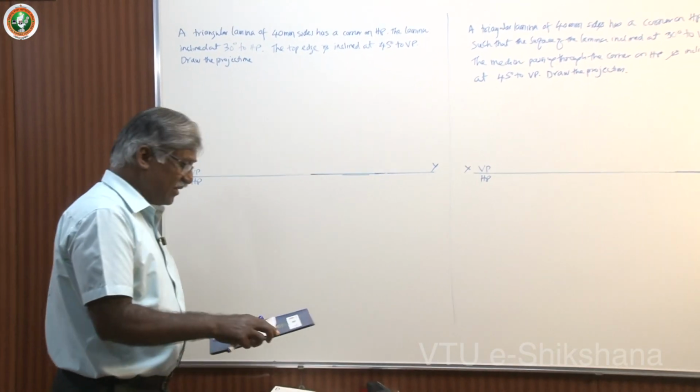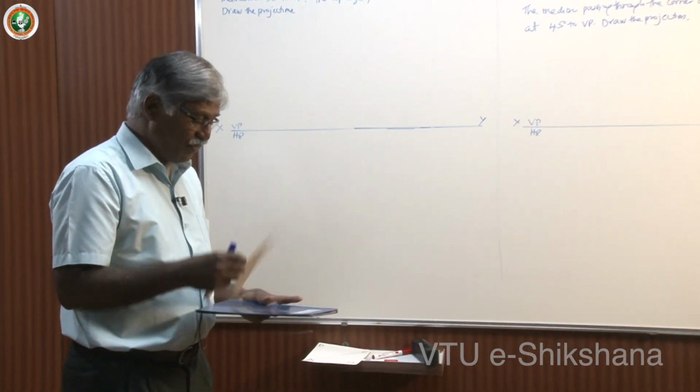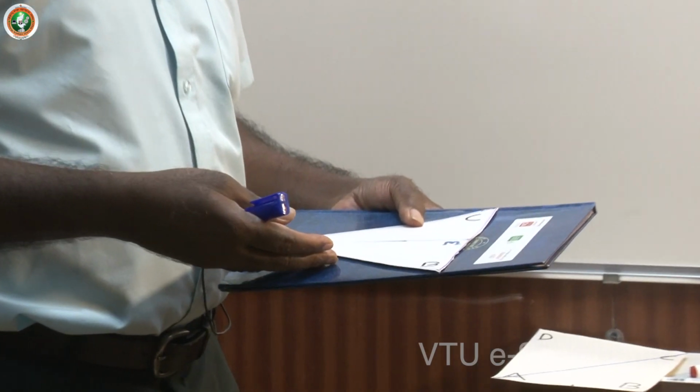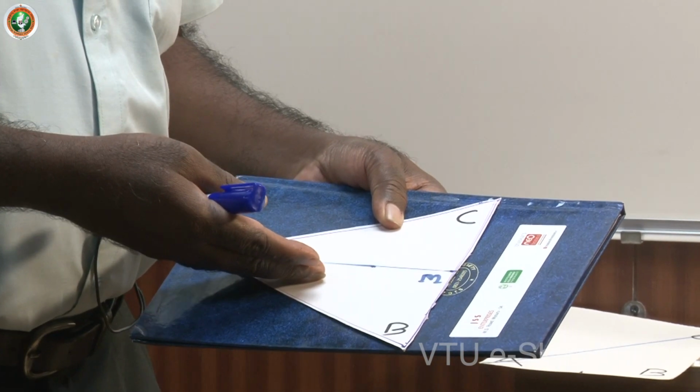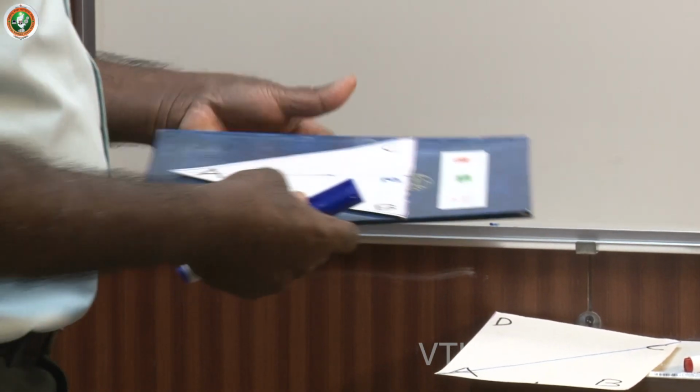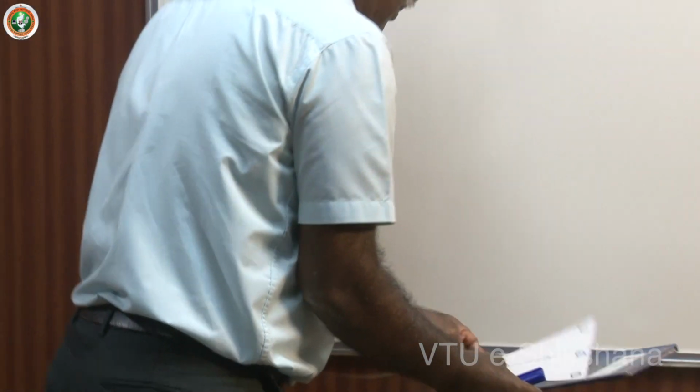Now I will start working this problem. Since it is inclined to HP, we will make it parallel to HP, or keep it on HP. So the top view is the true shape. You have to start from the top view. From where do you have to start? You have to start from the top. Now let me start working this problem.